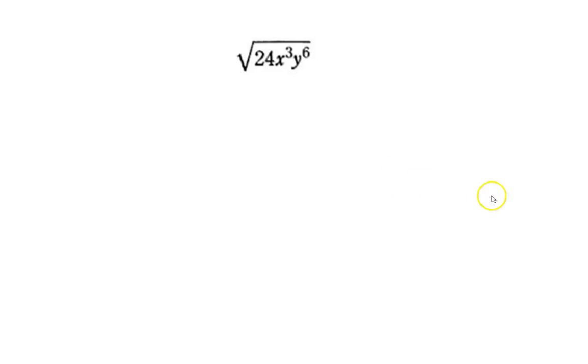The first thing I'm going to do here is break up the factors. If I have the square root of 3 different factors, I can take the product of those 3 factors and their square roots. So I just broke this up: square root of 24, square root of x to the third, and then square root of y to the sixth. These two things are exactly the same because I can do that with square roots and their products. In other words, the product of the square roots is the same as the square root of the product.